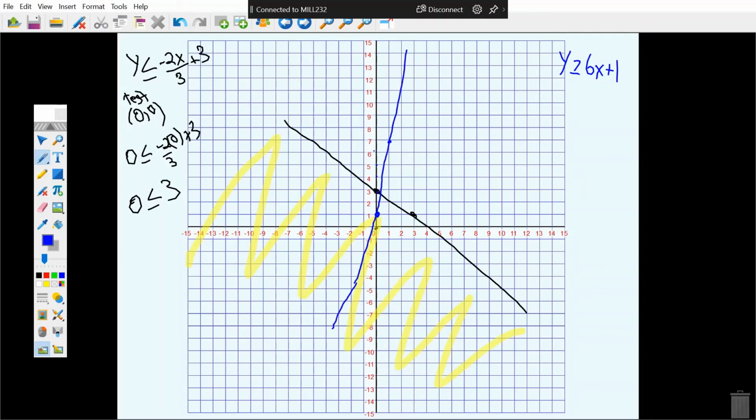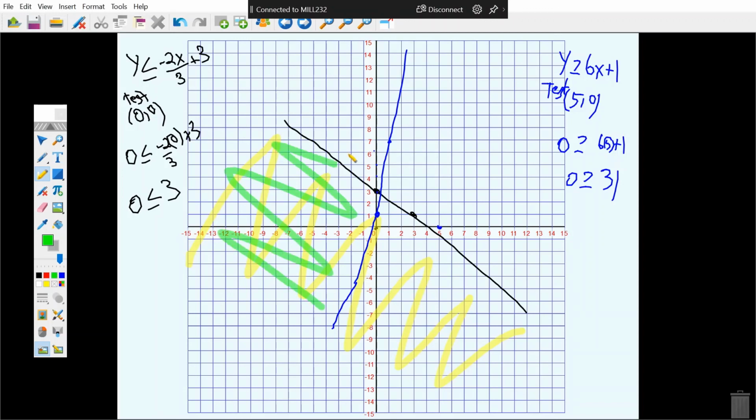Okay. For a test point for this one, I'm going to use 5 and 0 as my test point. Again, you can choose any test point you want, as long as it's not on the line. 0 is greater than 6 times 5 plus 1. 0 is greater than 31. Is 0 greater than 31? No, it's not. Therefore, I cannot shade on the right side of the blue line. I have to shade on the left side, right there.